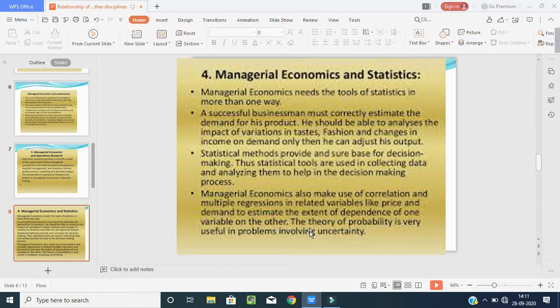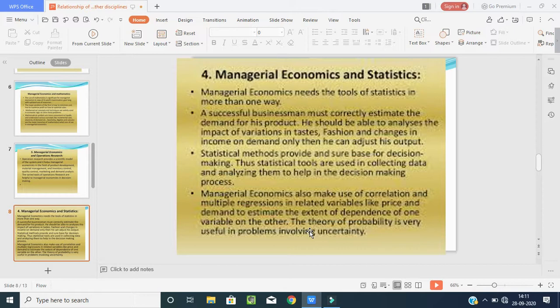Now another one: a successful businessman must correctly estimate the demand for his product. The right or successful business person should always identify what the demand for his product is. After knowing that, he should be able to analyze the impact of variations in taste, fashion, and changes in income on demand. Only then can he adjust his output.